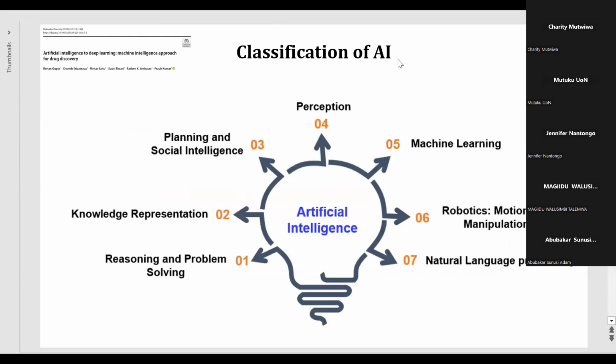Then these are the classifications of AI: perception, first of all reasoning and problem solving, then knowledge representation, planning, and social intelligence. All these things humans are making a machine do: perception, machine learning, natural language processing. So these are the classifications of AI. Everywhere you will see that I have put the source of the paper from where I have taken this.